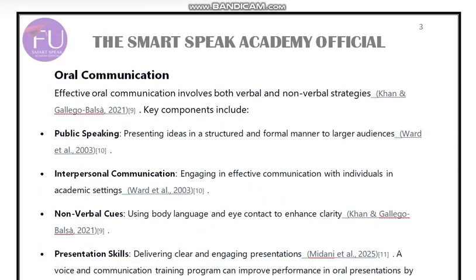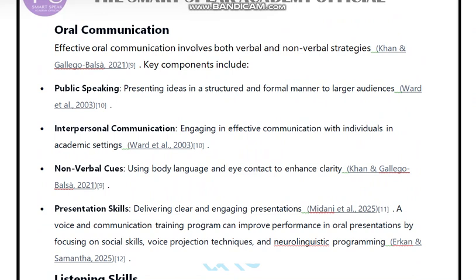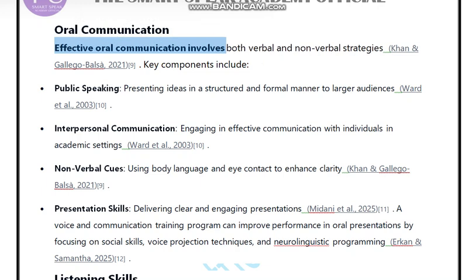So apart from that, the focus would be on oral communication. We were having a discussion on academic writing. So oral communication, effective oral communication involves both non-verbal and verbal. Key components: public speaking. In oral communication, we have public speaking. Public speaking is presenting ideas in a formal manner to a larger audience. Interpersonal communication means engaging in effective communication with individuals in an academic setting. That is called interpersonal communication.